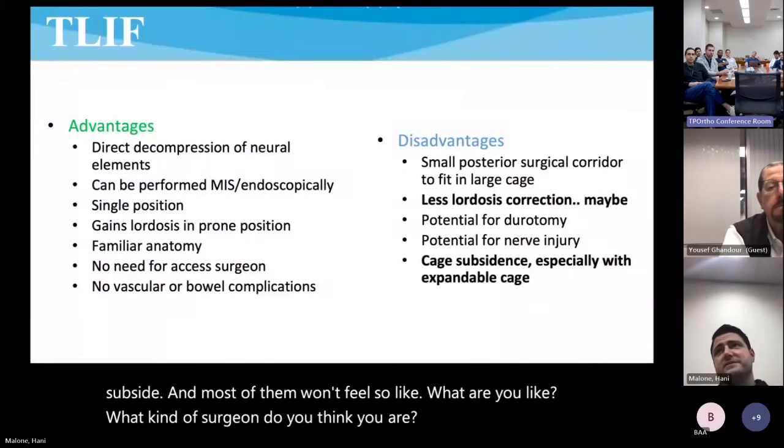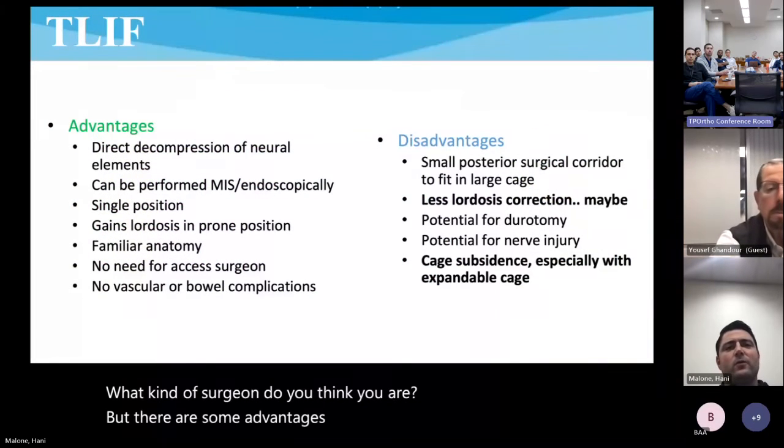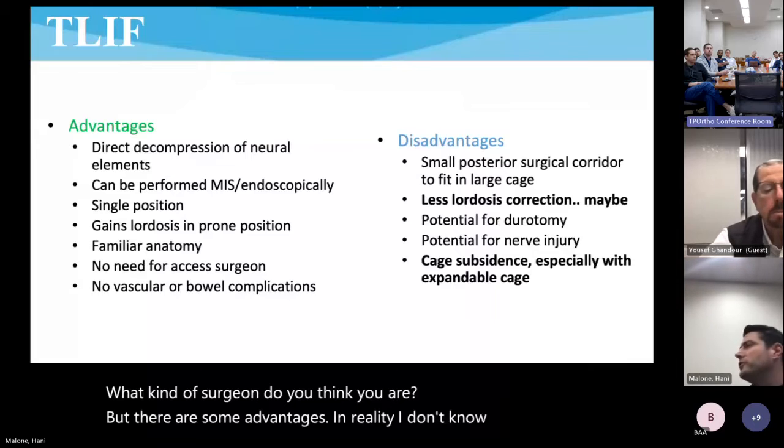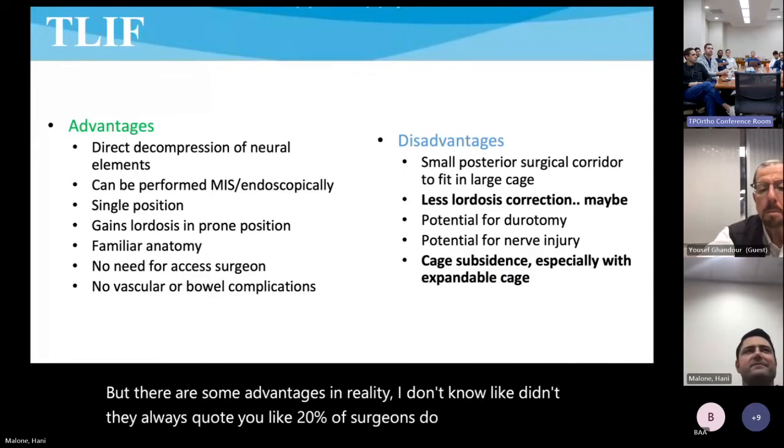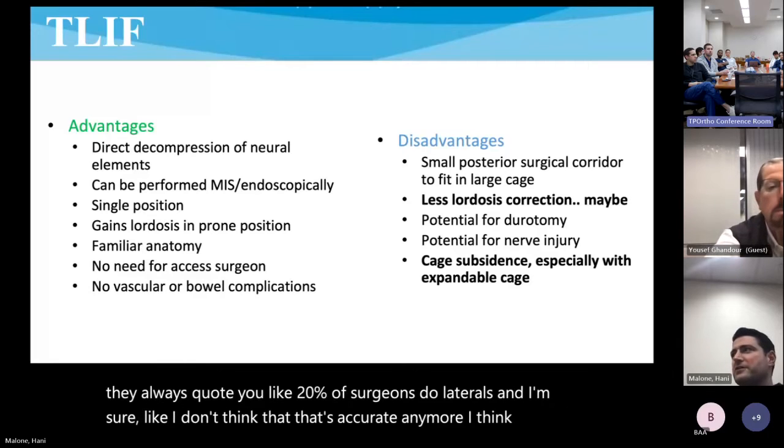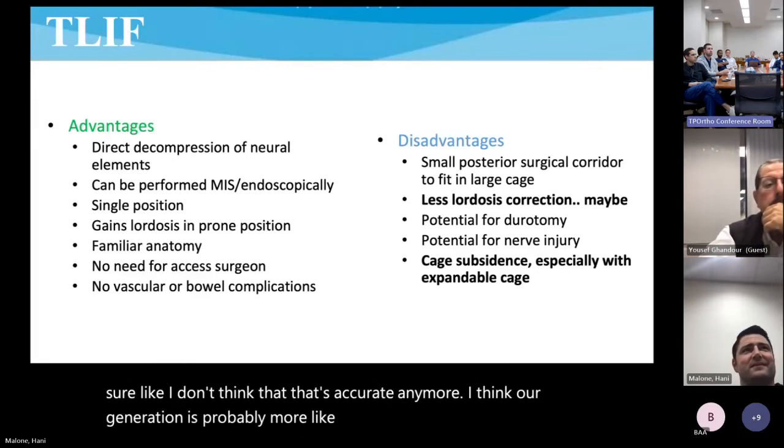But there are some advantages. And in reality, I don't know. Didn't they always quote you like 20% of surgeons do laterals? I don't think that's accurate anymore. I think for our generation it's probably more like 50 or 60. No, I think it's still 50%.